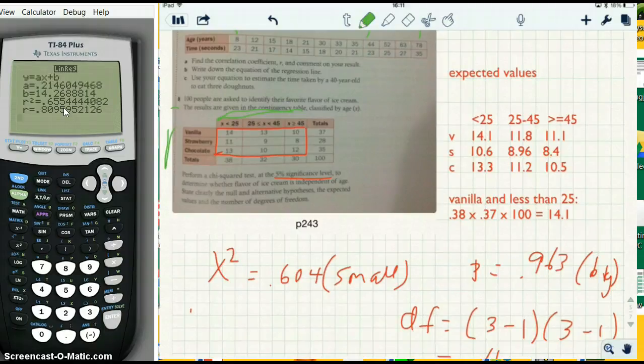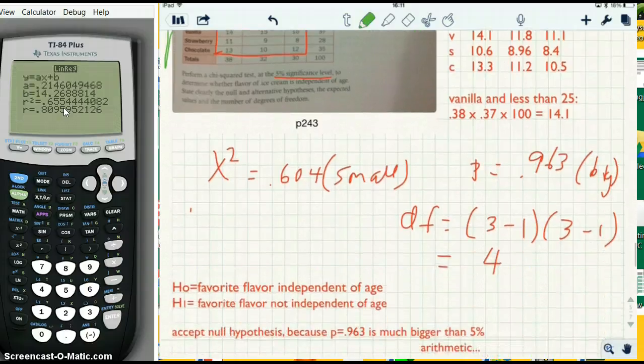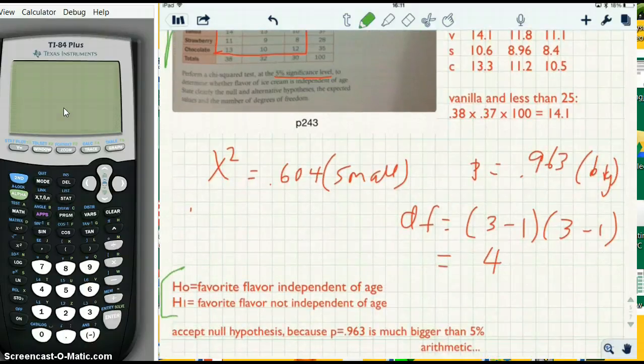Okay? So the first thing they ask you is, perform a chi-square test at the 5% significance level, that's important, 5%, to determine whether the flavor of ice cream is independent of age. State clearly the null and alternative hypothesis, the expected values, and the number of degrees of freedom. Okay, some of this we can do without using the calculator, such as the null and alternative hypothesis. That's pretty easy. The null and the alternative hypothesis, H0 and H1.